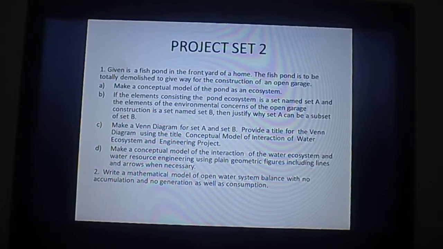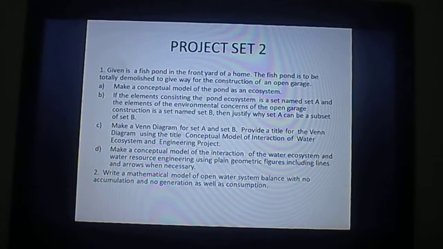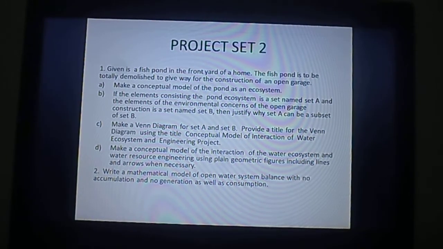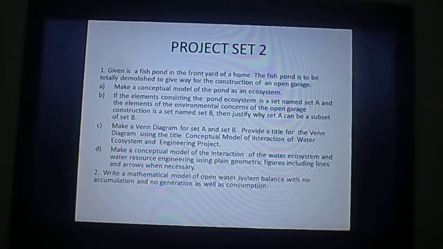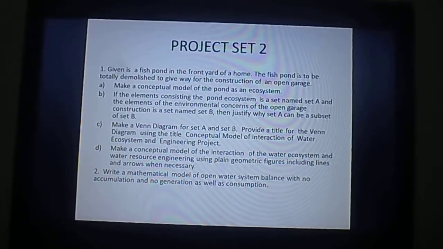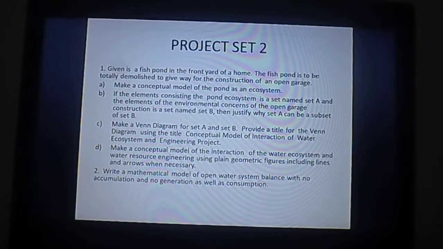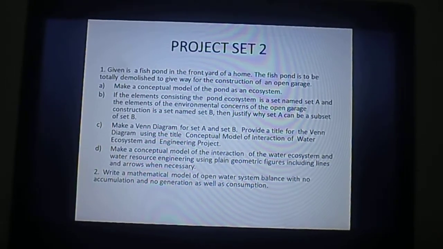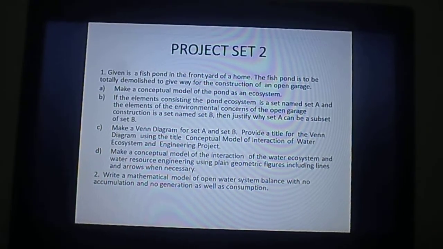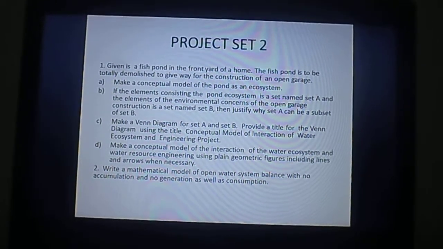Letter D, make a conceptual model of the interaction of the water ecosystem and water resource engineering using plain geometric figure including lines and arrows when necessary. Number 2 item of the project set 2. Write a mathematical model of open water system balance with no accumulation and no generation, as well as consumption.